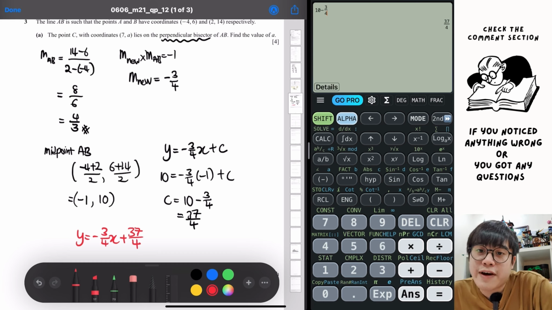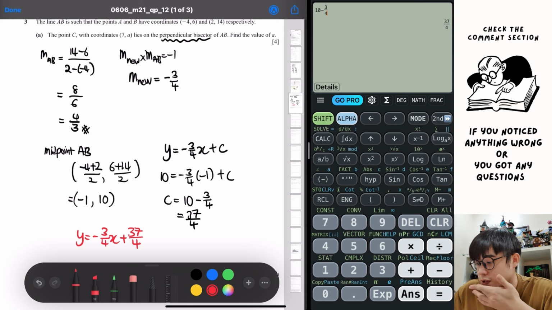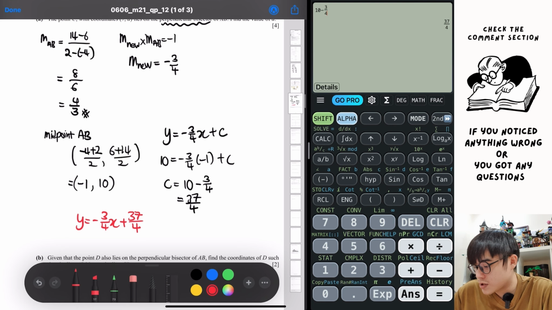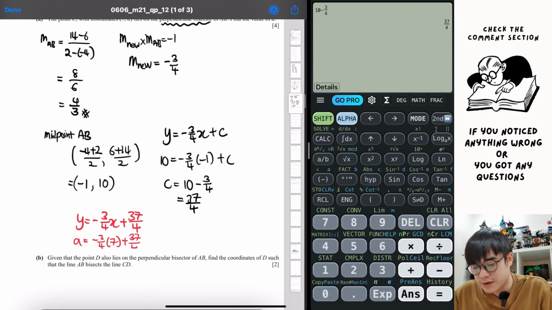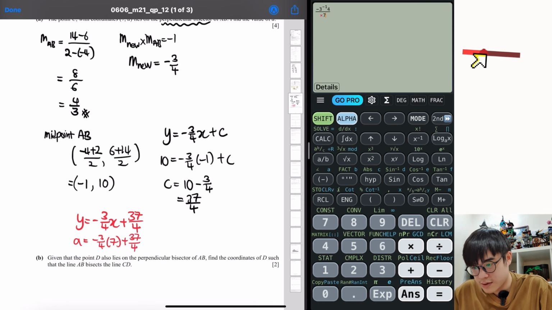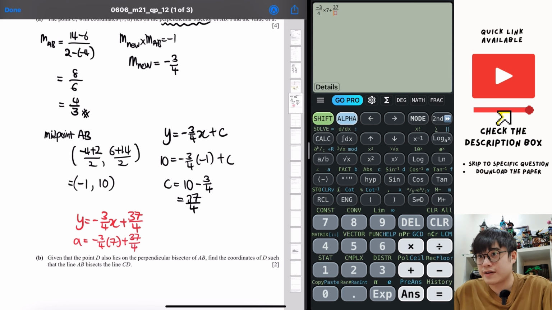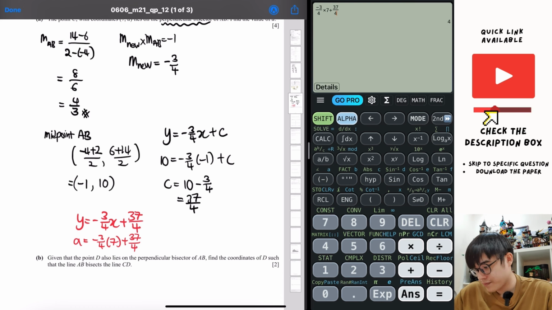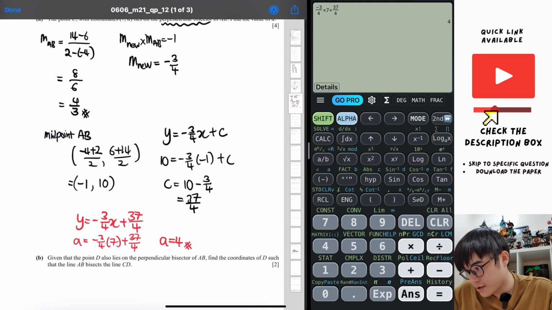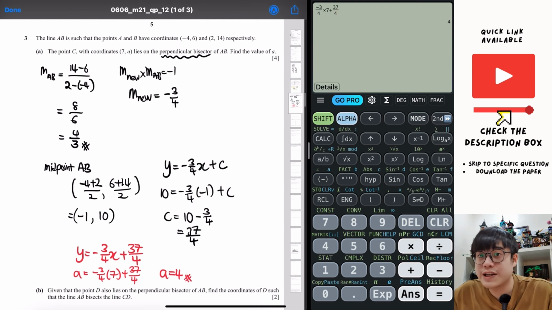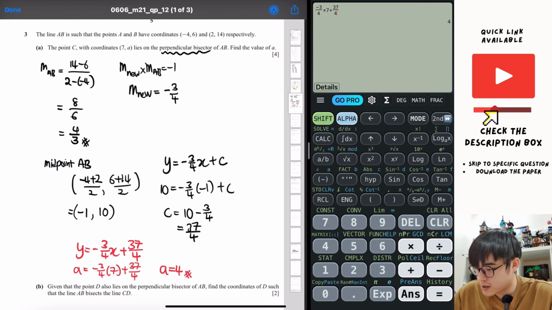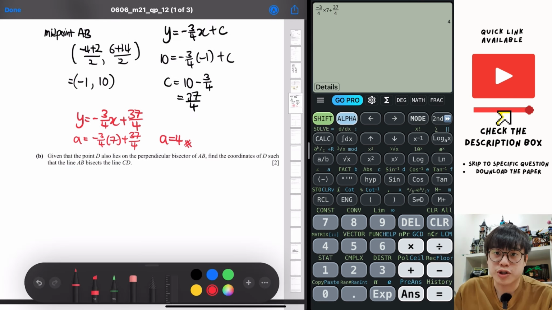Okay, so to identify your point C, we will need to substitute the 7 and A given to us. So the 7 will be replaced into the X position, and we'll get our A's result as the final answer of it is 4. That's how you secure the marks for 3A. Moving on to question B.